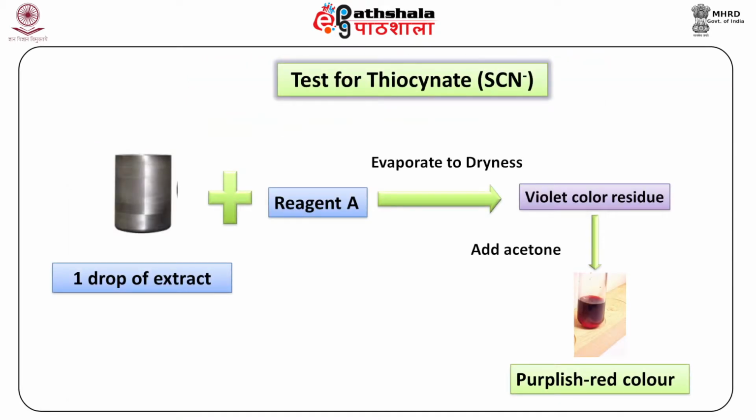The test for thiocyanate is carried out by mixing 1 drop of the test solution in a microcrucible with a very small drop of reagent A and then evaporating it to dryness. The residue will be of violet color if thiocyanate is present, and the color fades away slowly. A blue or green color is obtained when drops of acetone are added to it.